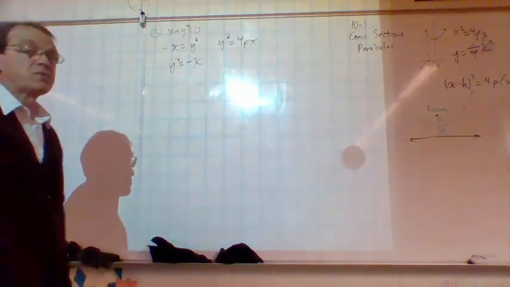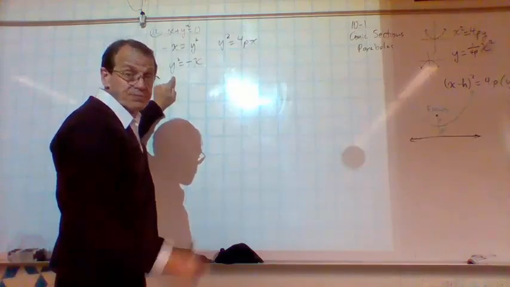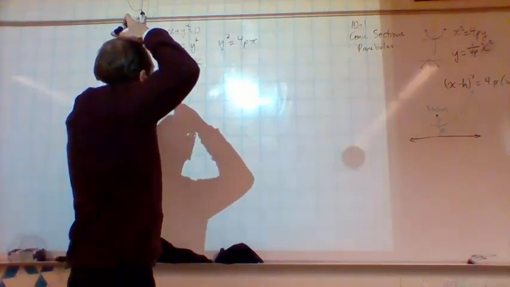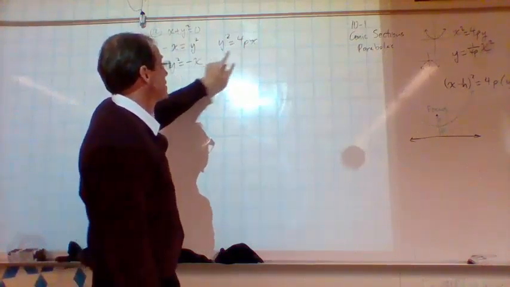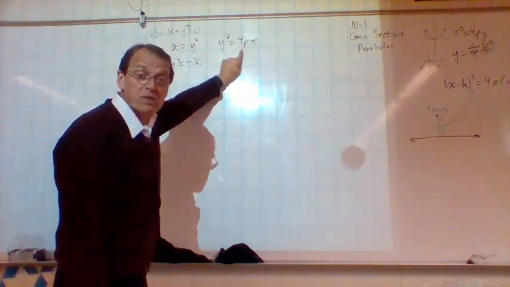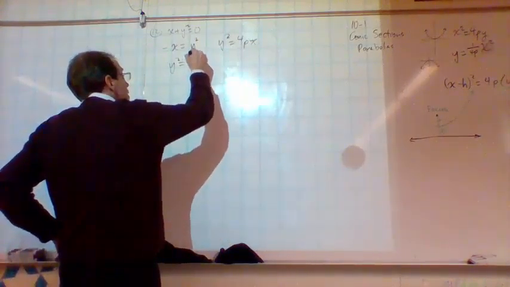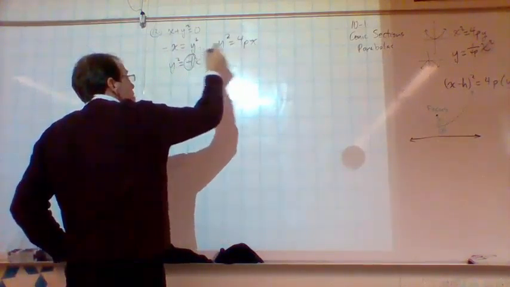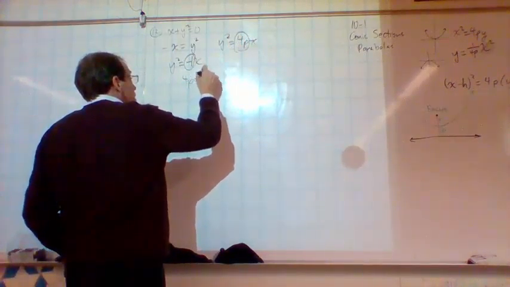So this is going to be horizontally oriented because the y is squared. With the y squared, I have to decide whether it's to the left or the right. P in this case is clearly going to be negative. It's going to open to the left. Okay? So now I know that negative 1 has to be equal to 4p. So what does that make p?